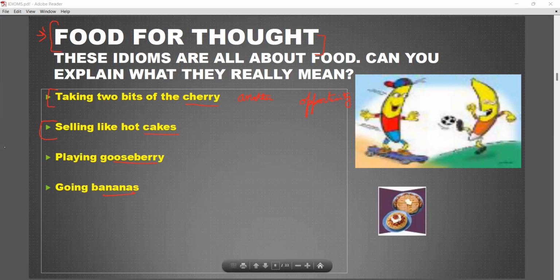Playing gooseberry. Do you know what a gooseberry is? Gooseberry is a kind of fruit, but it is not very much liked by people, like blueberries, cranberries or strawberries for that matter. Gooseberry has a slightly tingling, slightly citric taste. Playing gooseberry is to be an unwanted third person present when two other people want to stay together, especially in a romantic relationship.